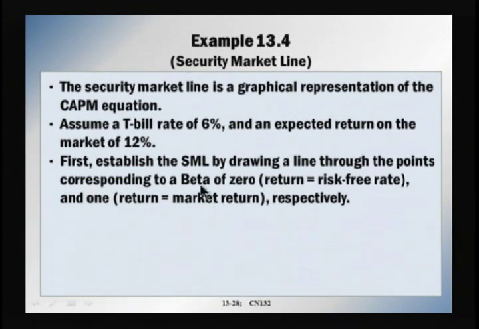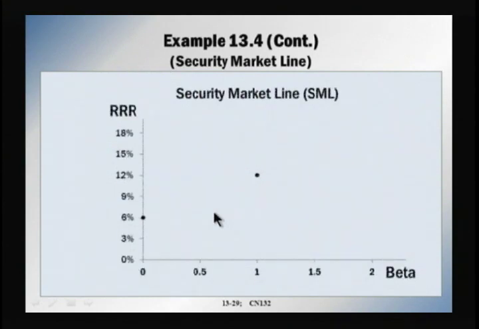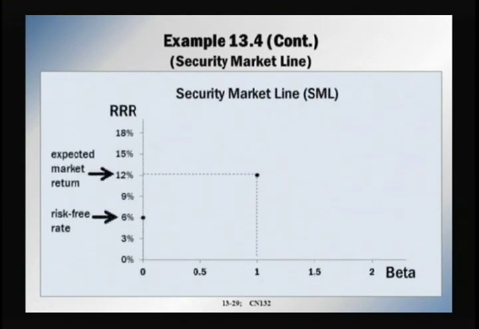Remember, the T-bill has a beta of 0, and it produces the risk-free rate, and the market has a beta of 1, and it produces the market return. So that gives us 2 points with which to create our security market line. The beta of 0 along with the risk-free rate produces this point here: beta of 0, the risk-free rate. The beta of 1 produces the market return, and the security market line is the graph going through those 2 points.